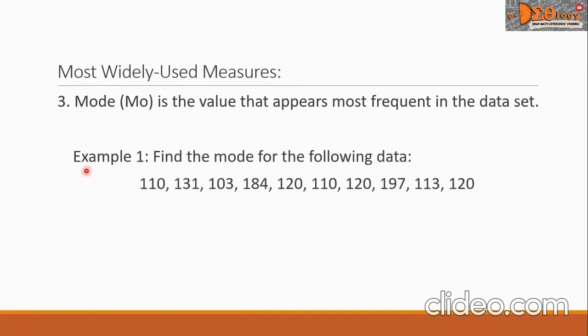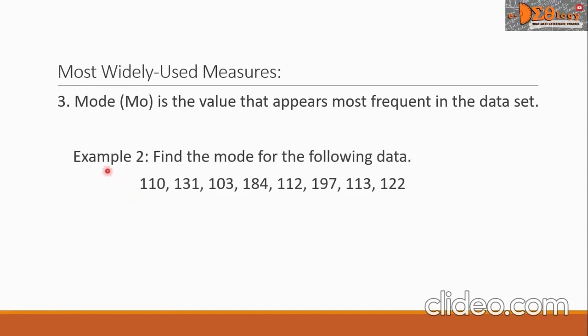Let's have example 1. Find the mode for the following data. Let us simply observe which value appears most frequent. We can observe that this 120 appears 3 times. There is another value, this 110, appears 2 times, while others appears only once. In this distribution, the mode is 120. This is our final answer.